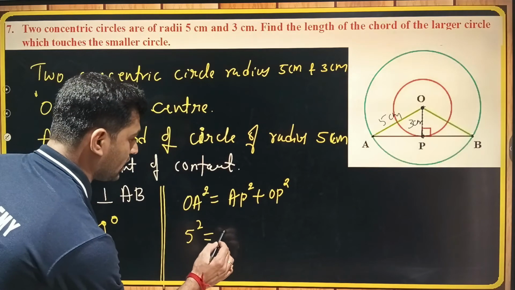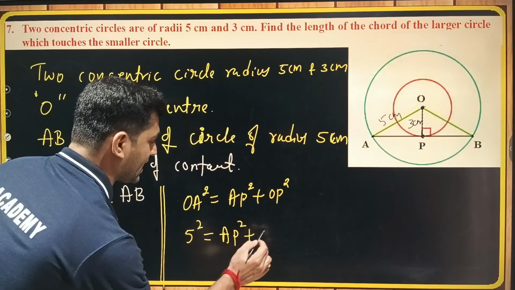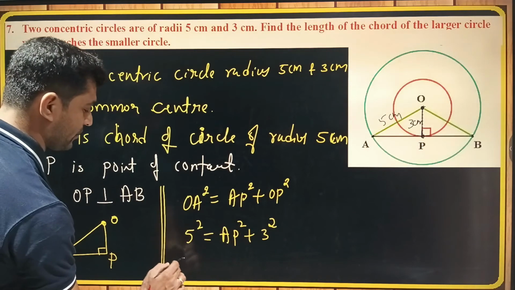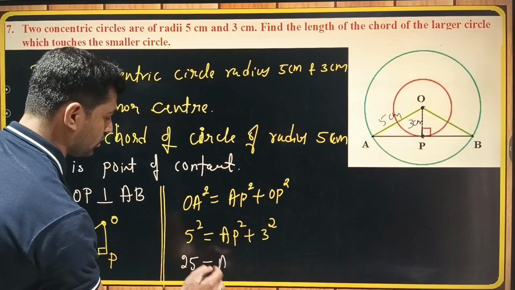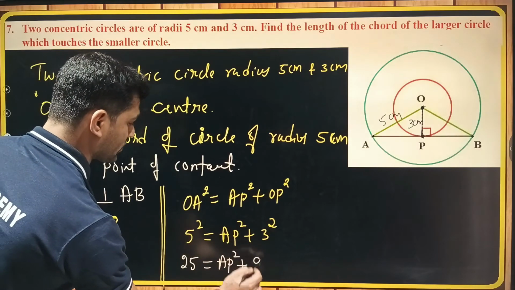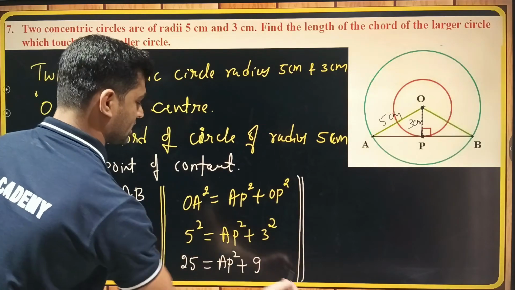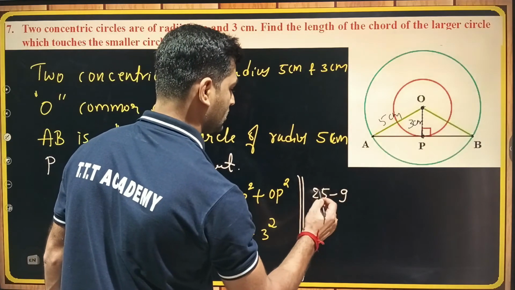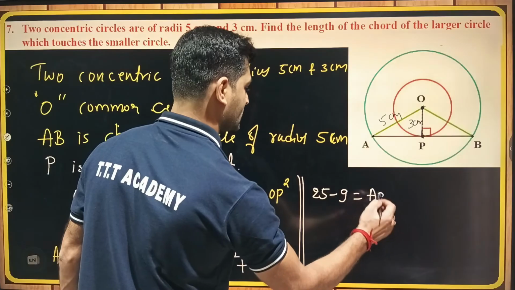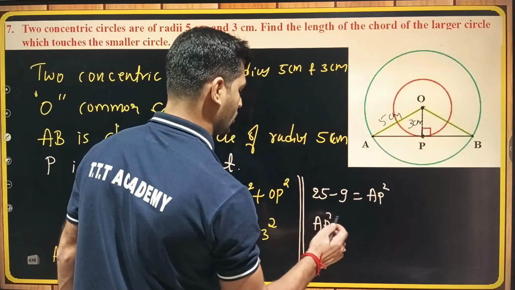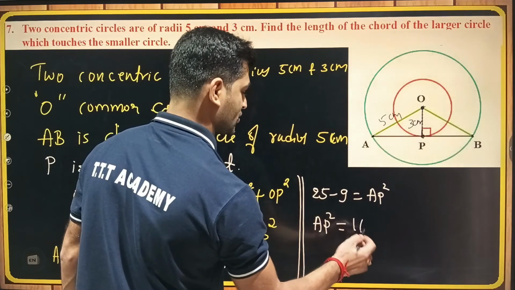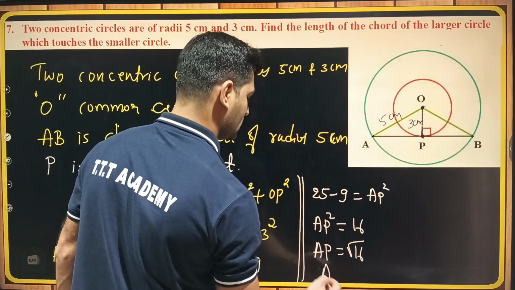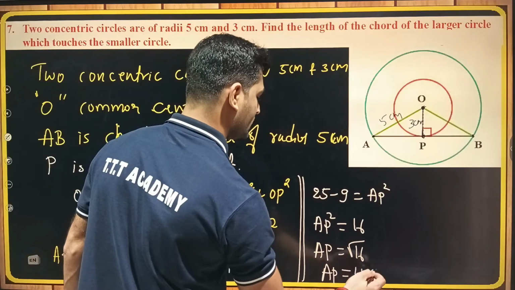So I can say AP square plus 3 square equals 5 square. What is 5 square? 5 fives are 25, equal to AP square plus 3 square, which is 9. So what do we get? If you send 9 to this side, 25 minus 9 is equal to AP square, or AP square equals 25 minus 9, which is 16. Therefore AP equals square root of 16, so the value of AP is 4 centimeter.